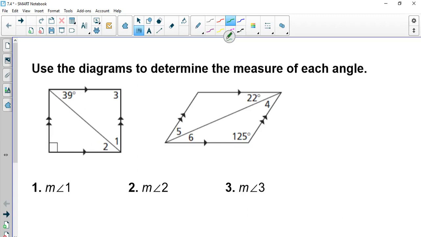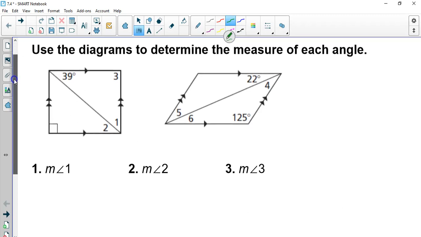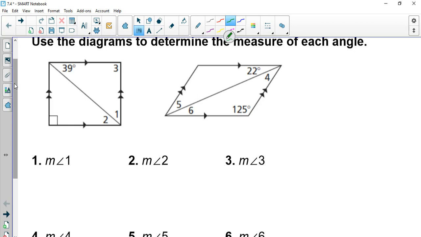All right, everyone. So just kind of a quick review of some basic concepts here. Determine the measures of the different angles. Well, since we have parallel lines here, and this line is a transversal, we have alternate interior angles. That means this is 39 degrees.